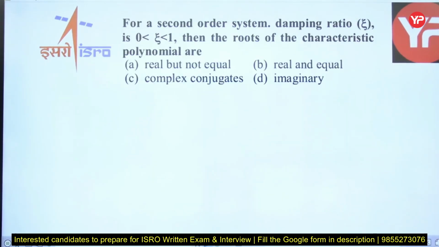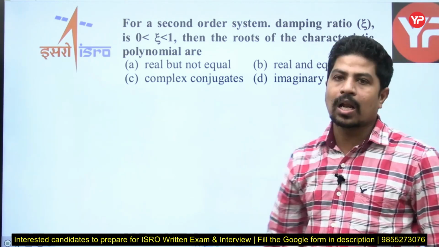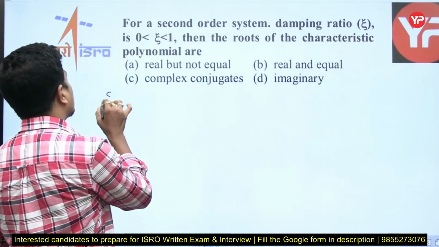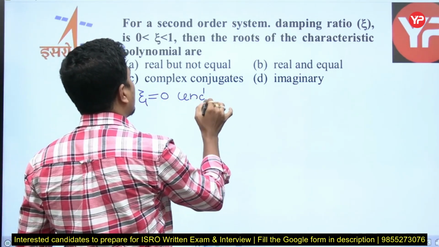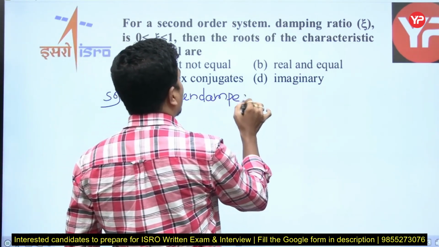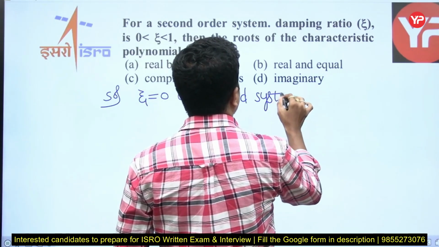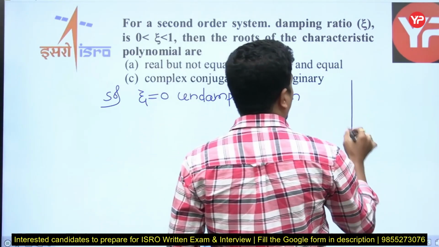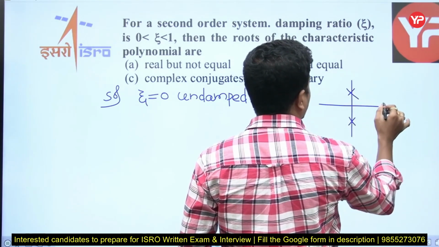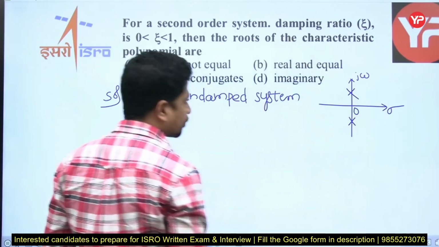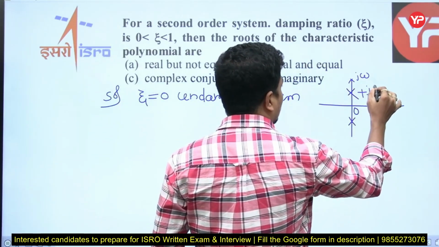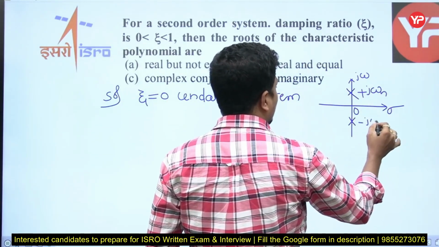Let's go to the next question, please. For a second order system, the damping ratio zeta is 0 less than zeta less than 1. Then the roots of the characteristic polynomial are, let me discuss all possible cases. Zeta is equal to 0, the system is called an undamped system. Undamped means no damping. Its response is purely oscillatory. Its poles are going to be on the imaginary axis, purely imaginary, which means the real part is 0. In fact, we take this one as plus j omega n, this one as minus j omega n.